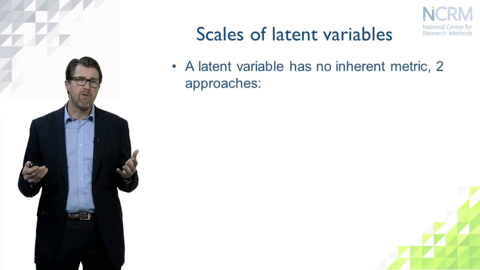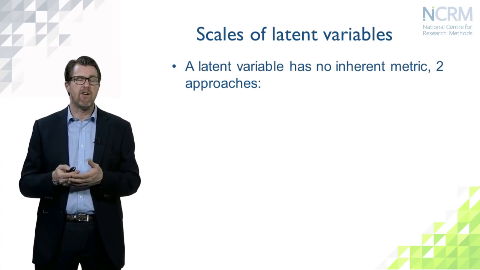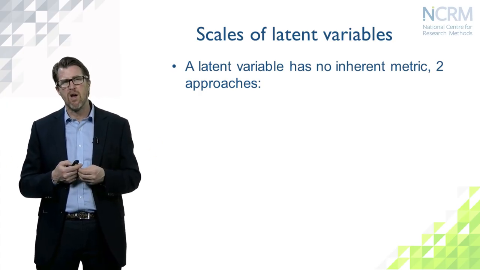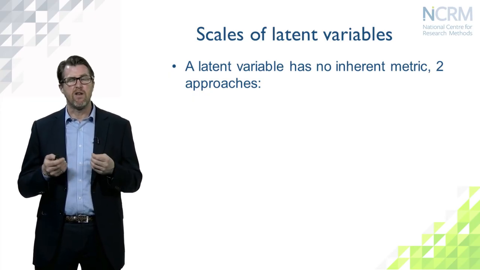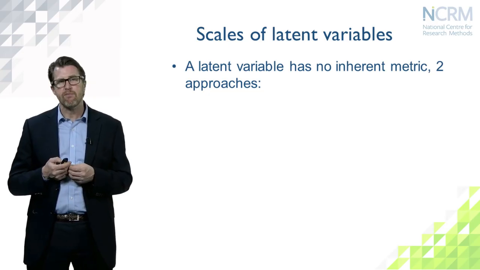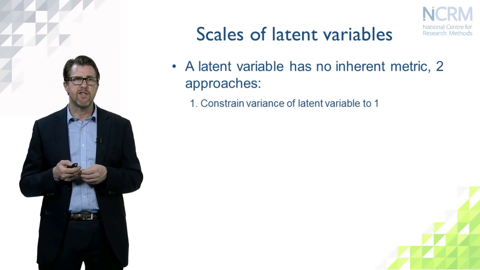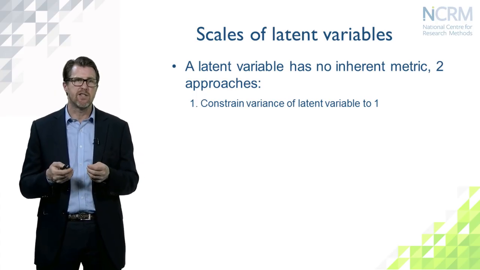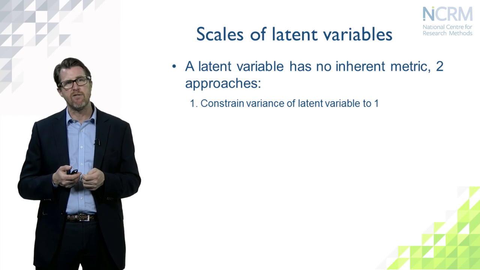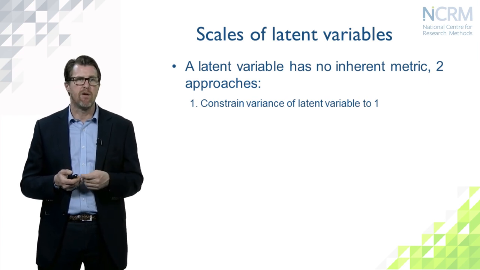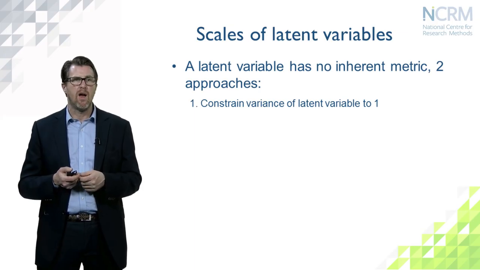For a latent variable, we don't have any metric. It is an unobserved variable. It's a hypothetical variable. So it doesn't have a metric on its own. We have to give it one. And there are two ways that this can be done. The first is to essentially produce a standardized solution so that all variables are measured in standard deviation units. This can be done by constraining the variance of the latent variable to 1.